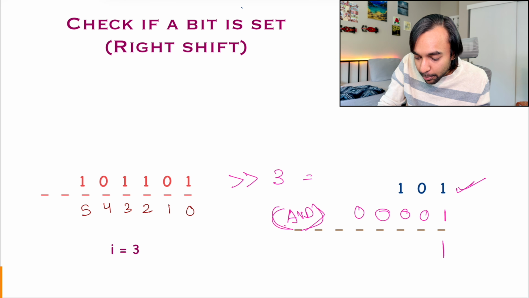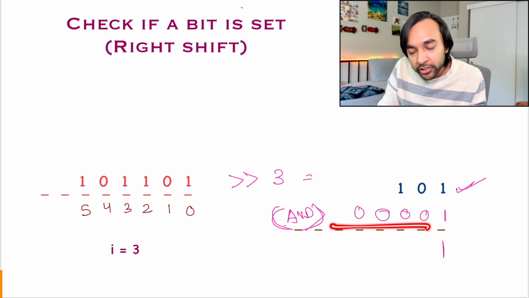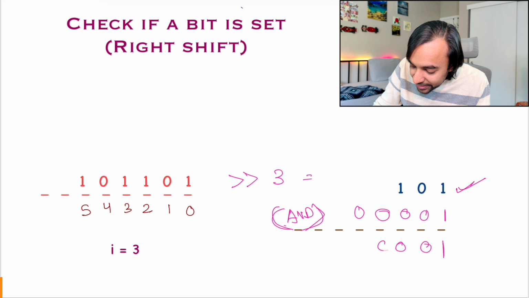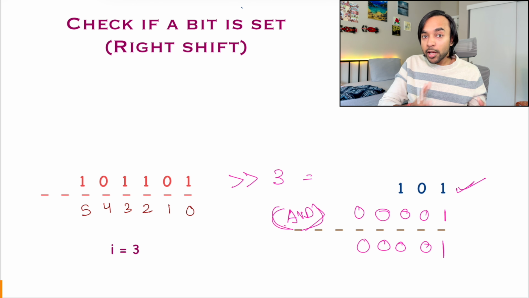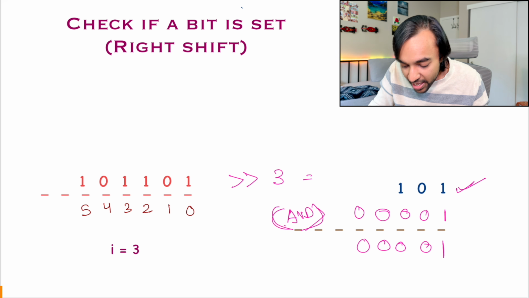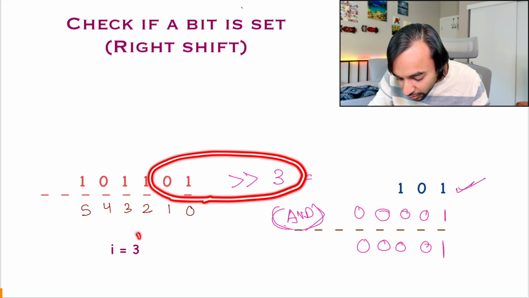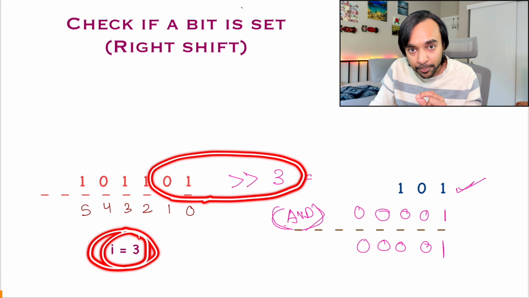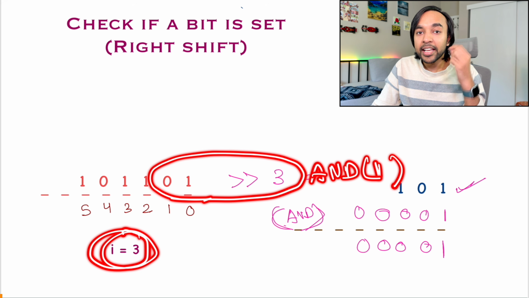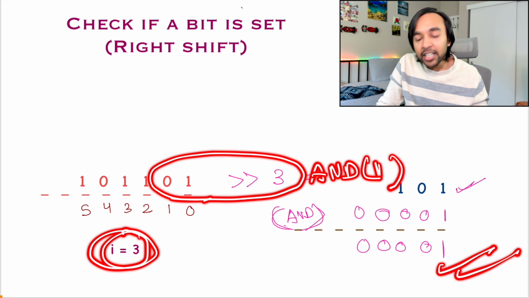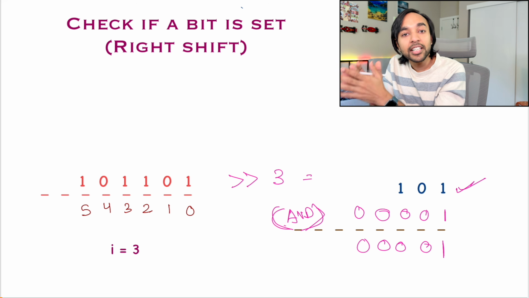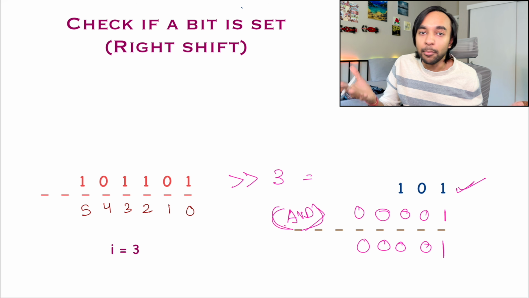For the other remaining bits, I have all of them as 0. Since all of them are 0, these will eventually be 0, correct? So once again, I come to the same conclusion. If I do a right shift with the value of I, and then I AND with the number 1, then if the result is 0, it means the bit was not set. If the result is greater than 0, it means the bit was set.